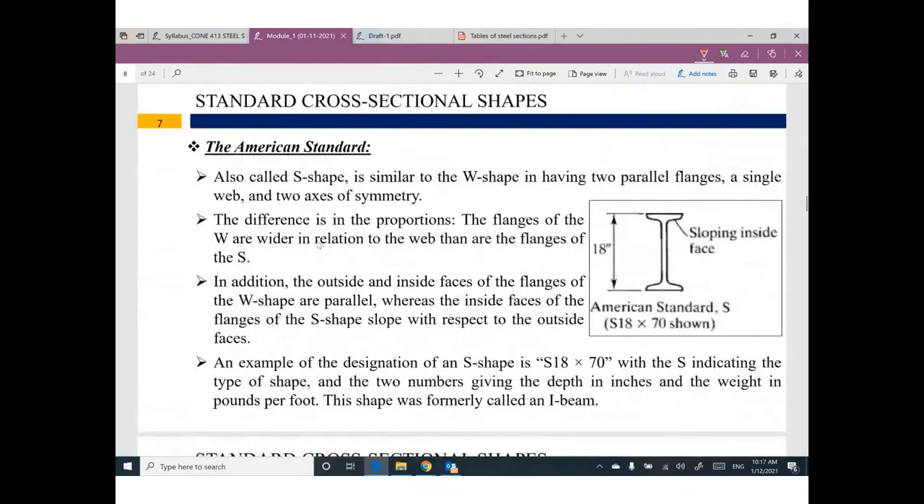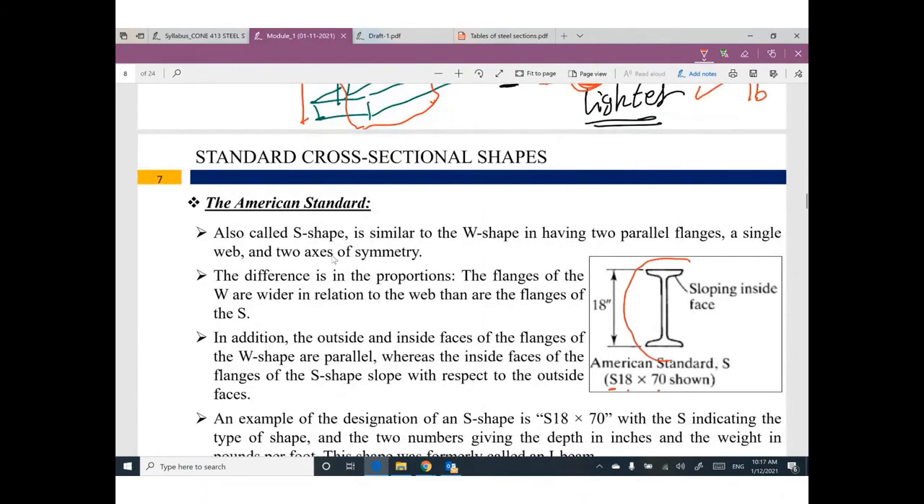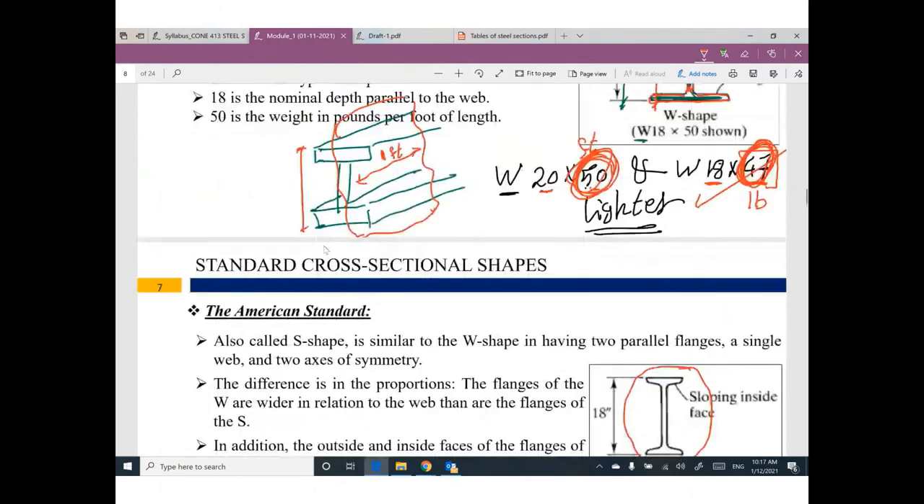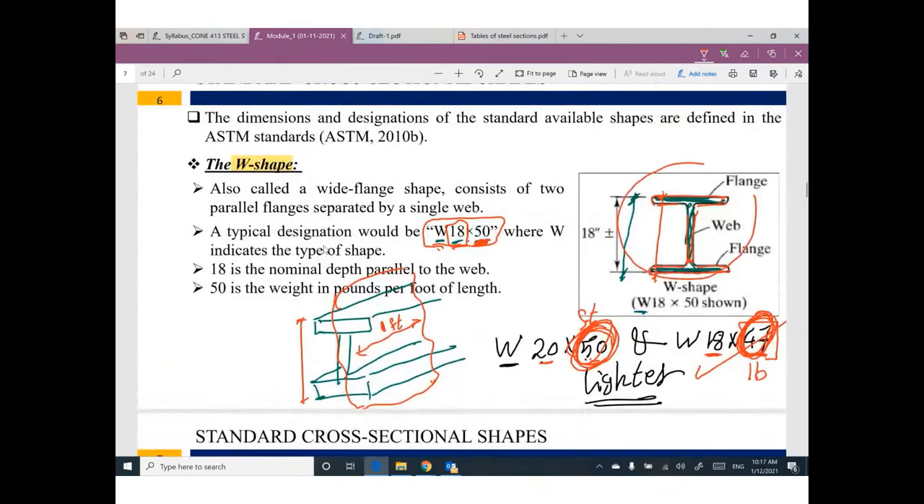The second one, we have another cross-section. The American standard can be called S. For example, S18 times 70. But before going through the name, can you watch this shape and this shape?